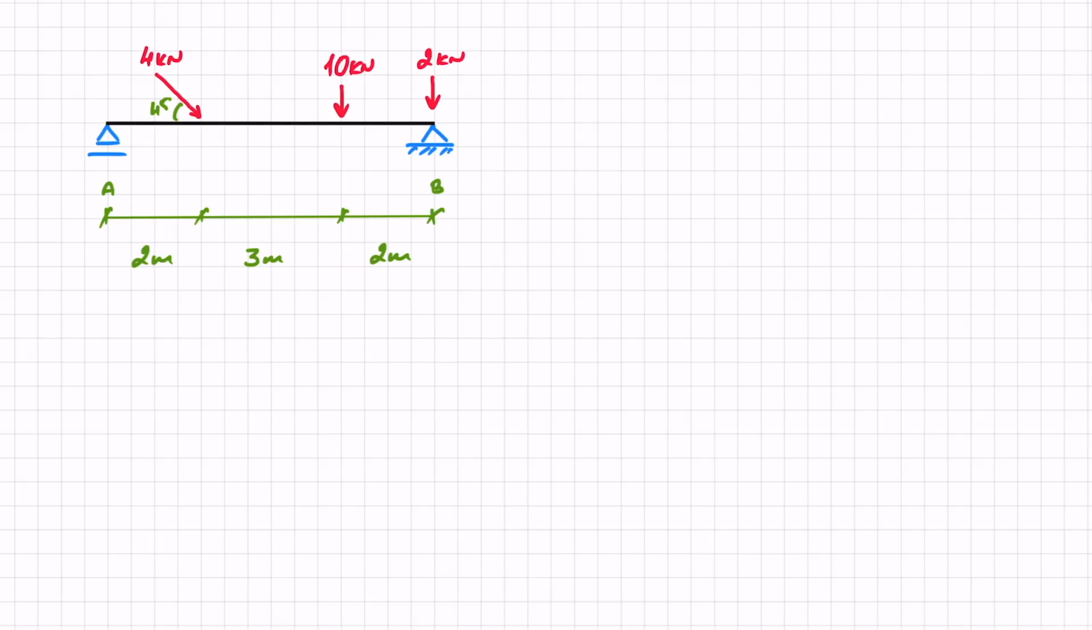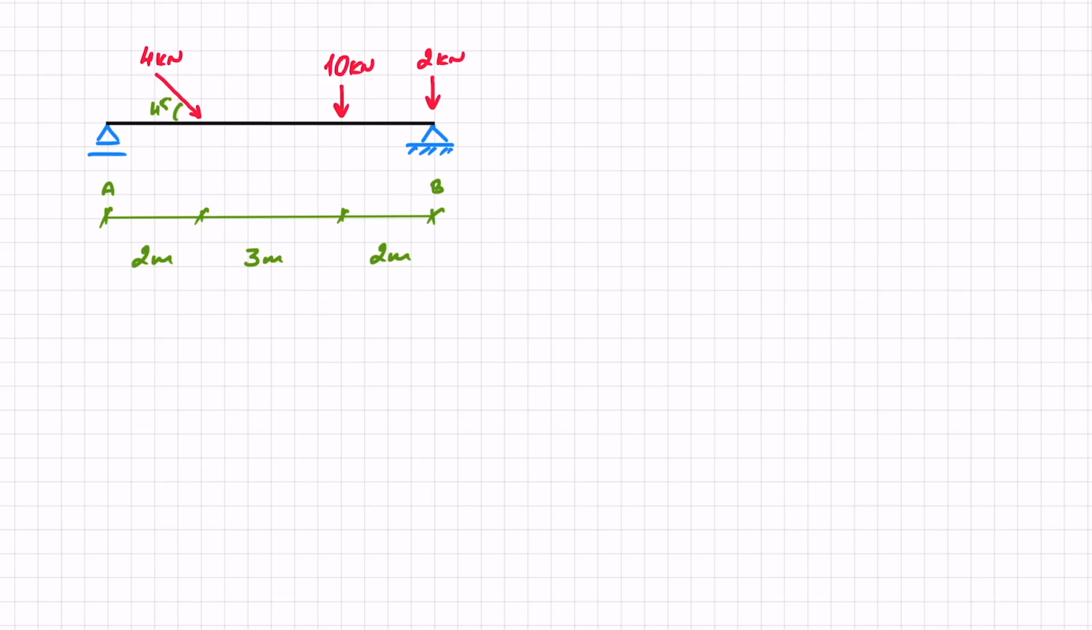Okay, this is the exercise we'll be solving now. As you can see here, it's a beam, AB, with 3 point loads: 4 kilonewtons at a 45-degree angle, 10 kilonewtons, and then a point load of 2 just above support B. The first thing we need to do is create a free body diagram.